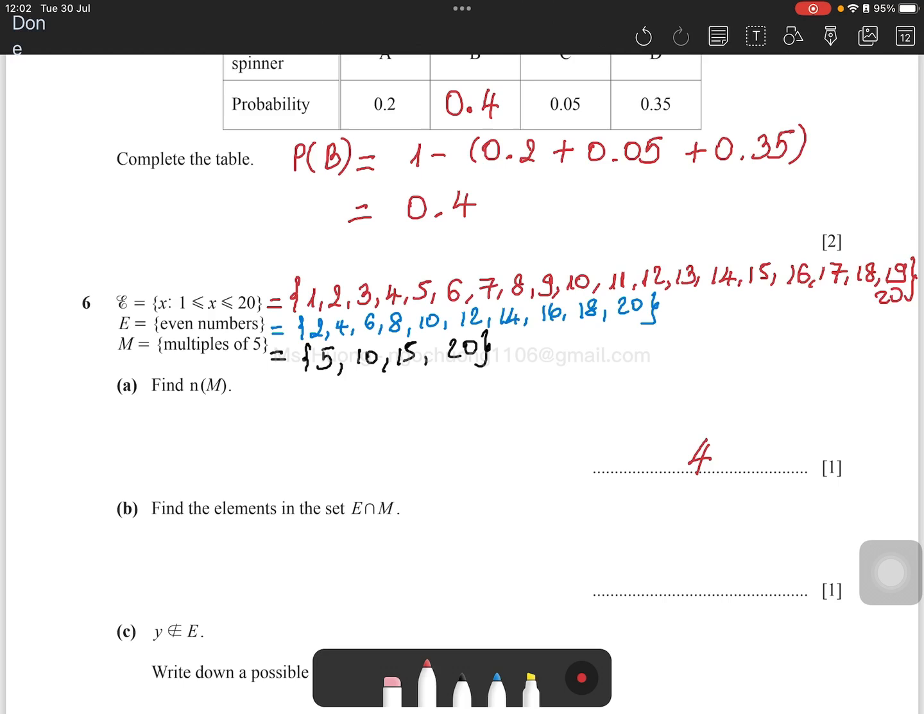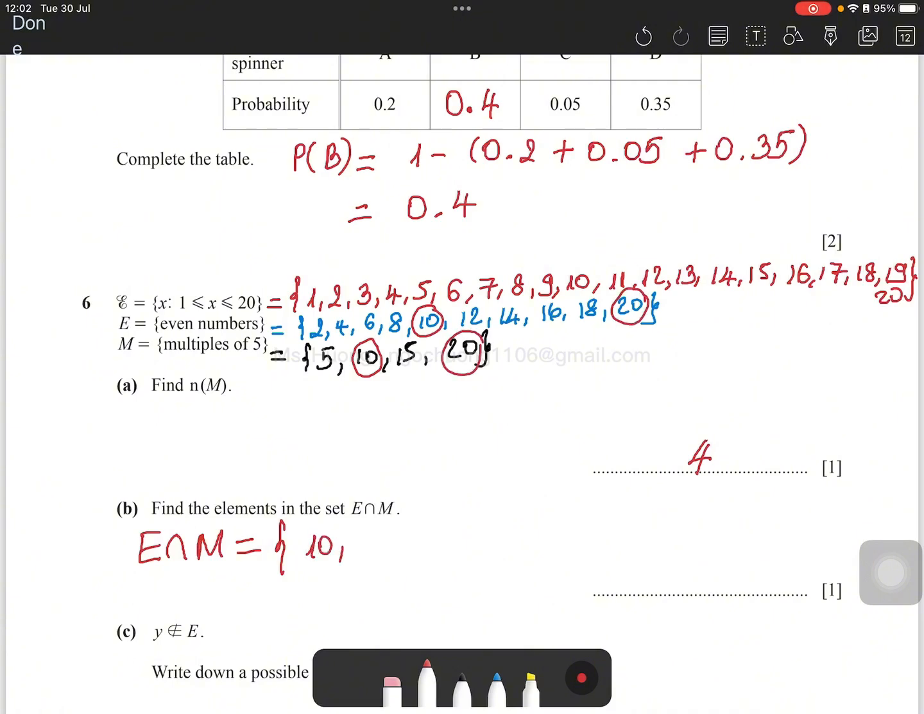B. Find the elements in the set E intersection M. You know E is the set of even numbers, and M is a set of multiples of 5. So the common elements of them are 10 and 20.